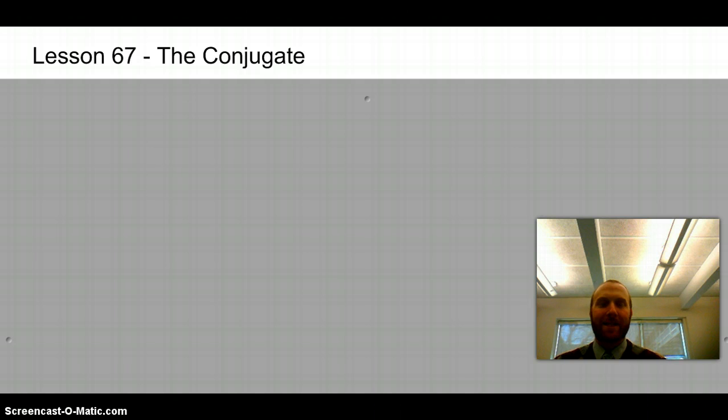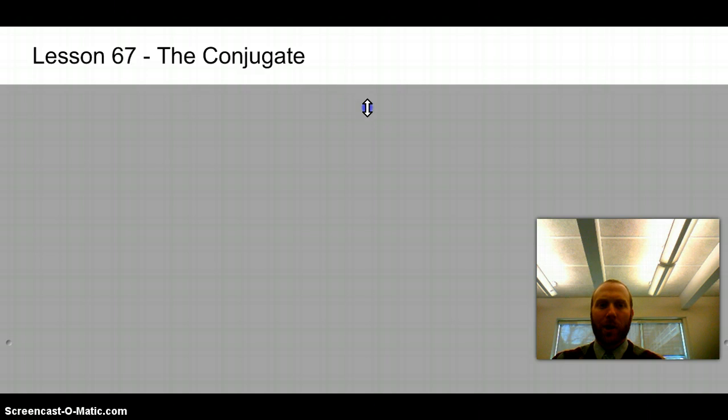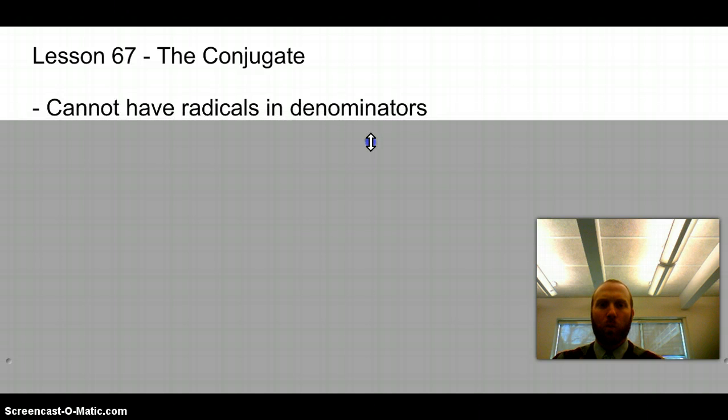Today we're talking about lesson 67, the conjugate, as you can clearly read at the top of the page. And we're going to define conjugate in a second, but here's why we need it and why we use it. First of all, we're going to talk more about radicals and denominators. You cannot have radicals in the denominators. You couldn't have them before. You still can't have them now.